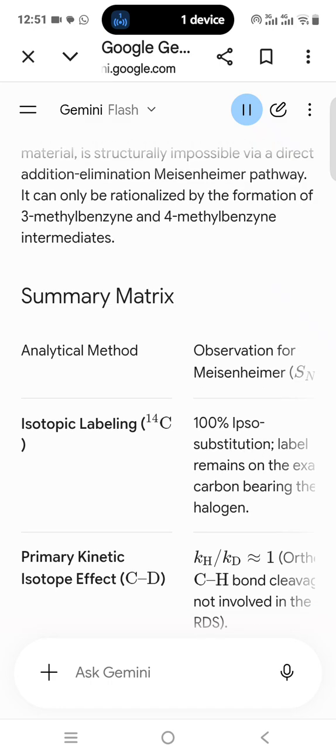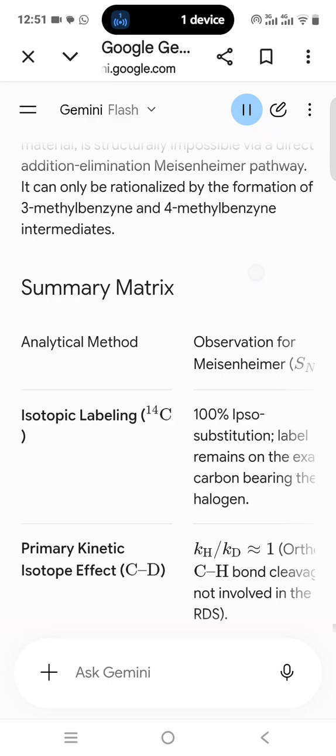Case B, Meisenheimer complex. In contrast, if you run a classic S_NAR reaction, such as the nucleophilic substitution of 2,4-dinitrochlorobenzene with an amine, substituting the adjacent aromatic hydrogens with deuterium yields a k_H/k_D approx 1.0, no isotope effect. This demonstrates that no aromatic C-H bonds are broken before or during the rate-determining step. The RDS is purely the nucleophilic addition of the incoming group to form the anionic Meisenheimer intermediate.